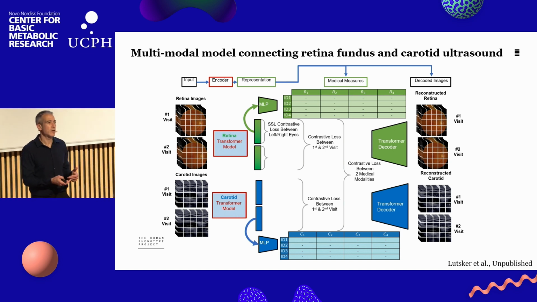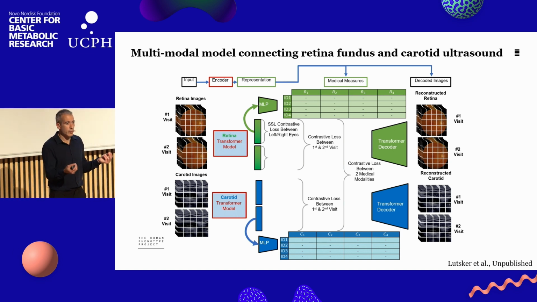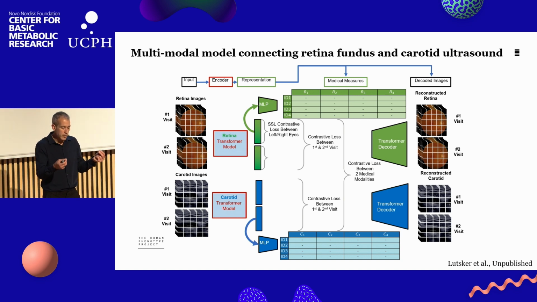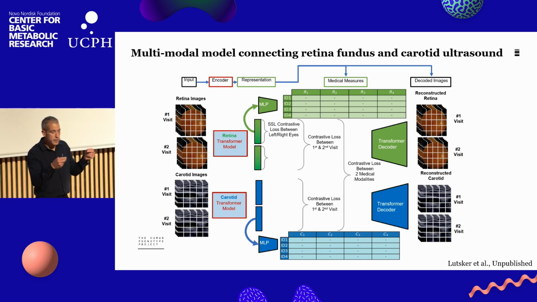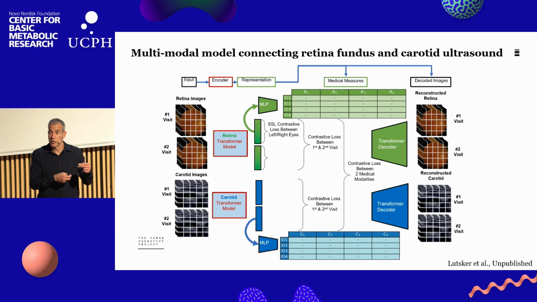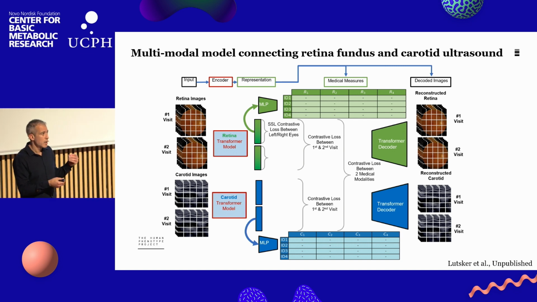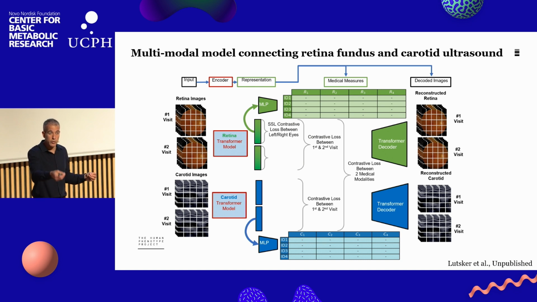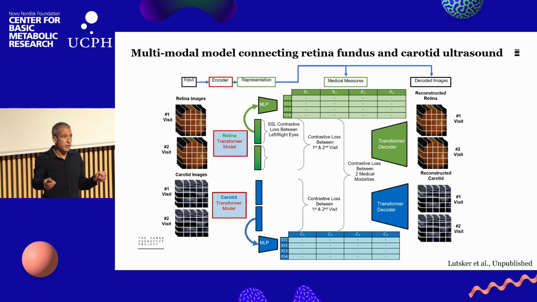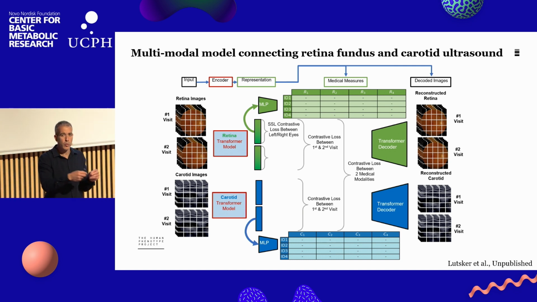We can also do that not just on the images from the same person at the same time point, but we can also do it across different time points. So we can take the retina scan of a person done at baseline, and the retina scan of the same person profiled 2 or 4 years later, and tell the model these should be similar to each other, whereas different images from different people should be different from each other.